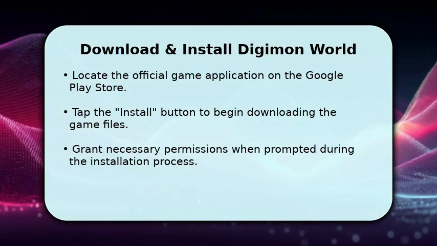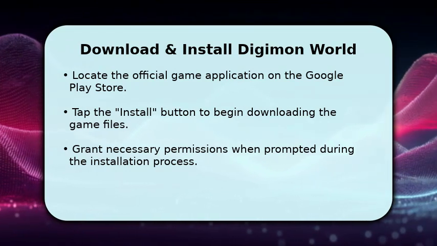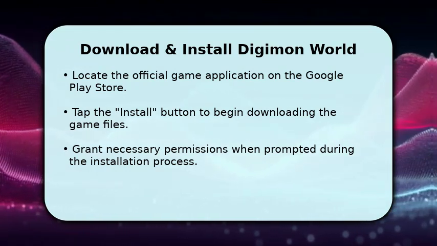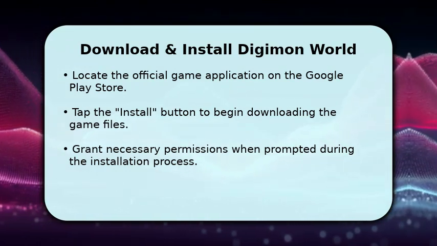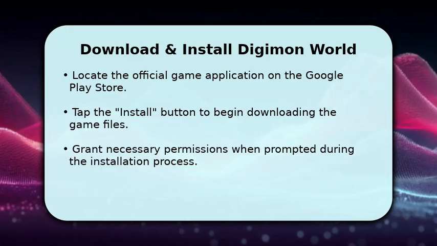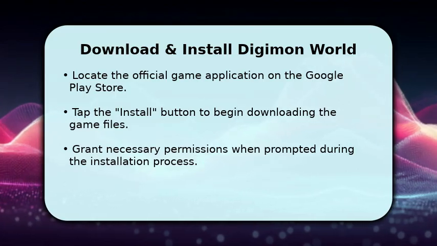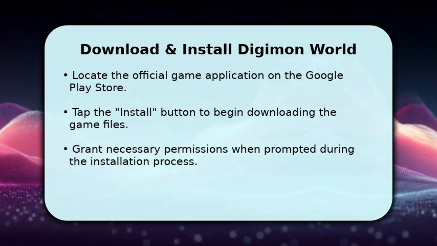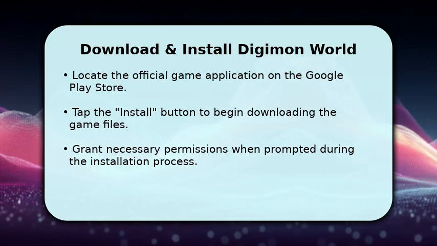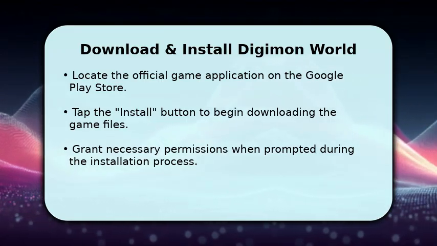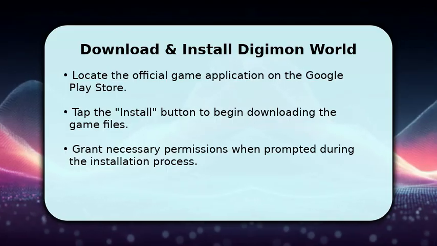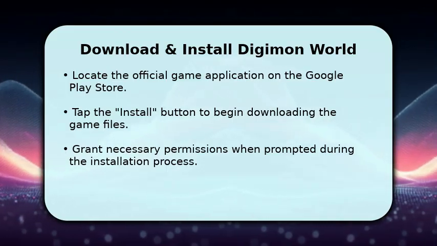Once your device is ready, open the Google Play Store application. Use the search bar to find Digimon New World and ensure you select the official game. Tap the Install button to start the download and installation. The game size is often around 1.5 GB, so this might take a few minutes depending on your internet speed. Accept any required permissions to complete the setup.